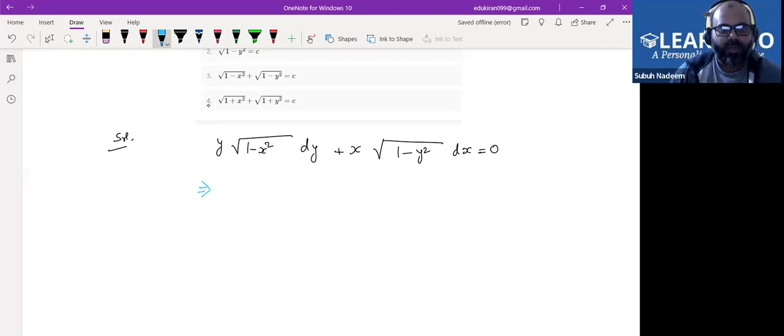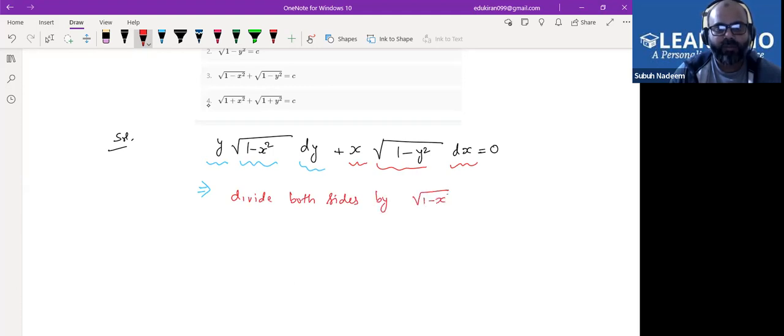Like here, root over 1 minus x square is getting multiplied with dy. Y is fine, that is okay. And in the other one, root over 1 minus y square is getting multiplied with dx. X is fine. So we will do one thing. We will divide both sides by square root of 1 minus x square into square root of 1 minus y square.